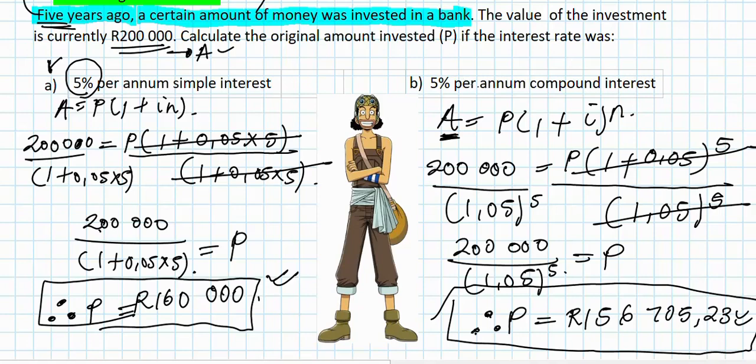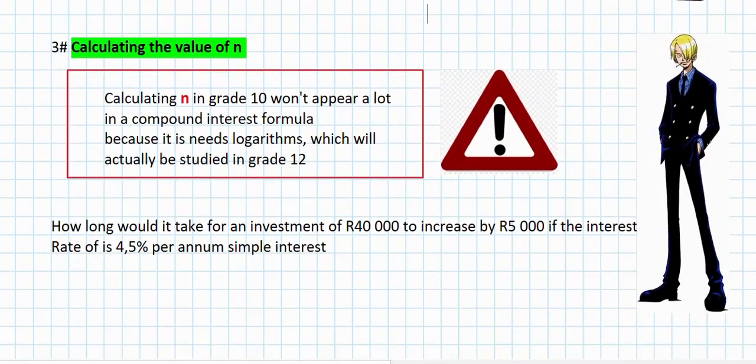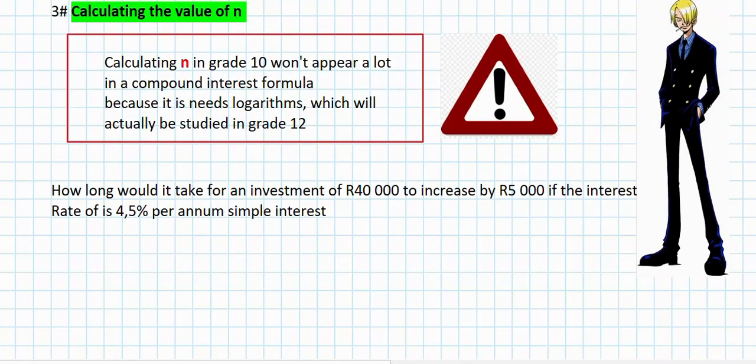Okay, so now let's move on. This is probably the last question. This video was meant to be short, guys. Please don't be disappointed. So now for this one, I need you to take note of this statement I wrote in the red bracket. It says calculating N in grade 10 won't appear a lot in compound interest formula because it needs logarithms, which will actually be studied in grade 12.